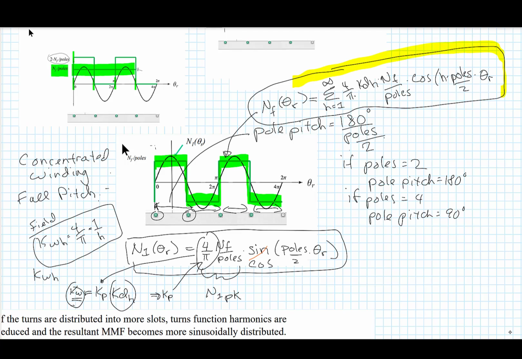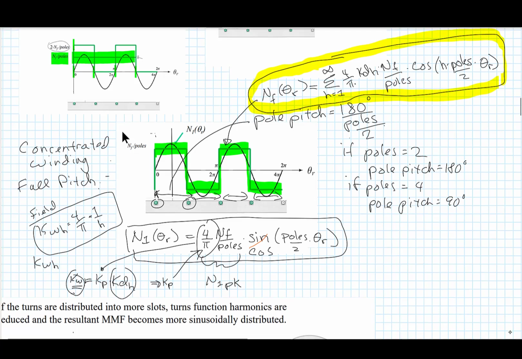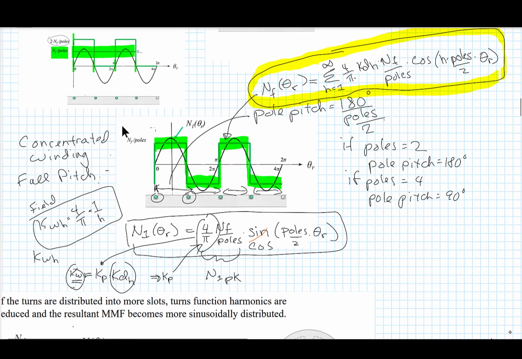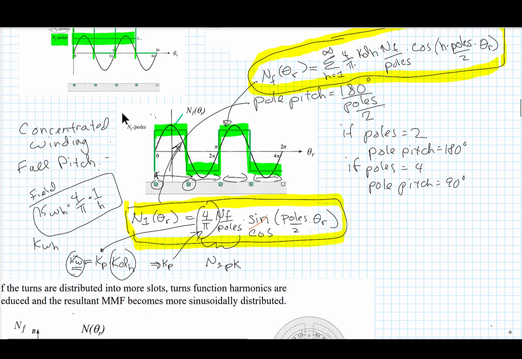So here's a final result for any winding, and I'm going to show you a different way that the winding can be produced in a moment. And we've also described the fundamental component of that winding by this factor here. This is for the full pitched concentrated winding.